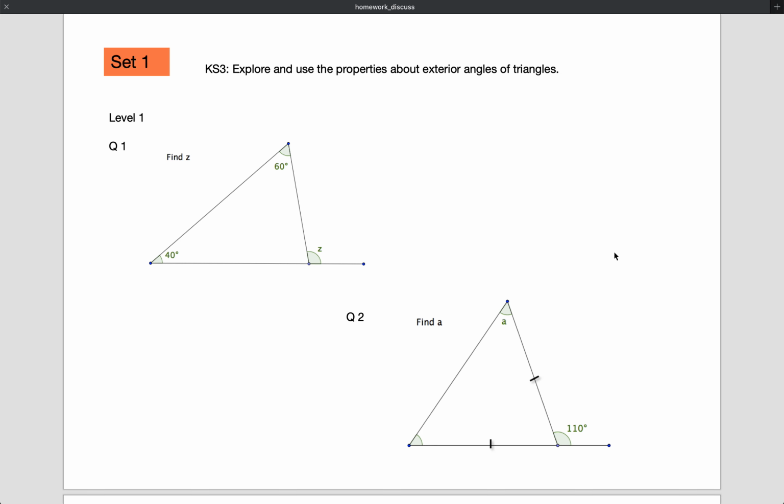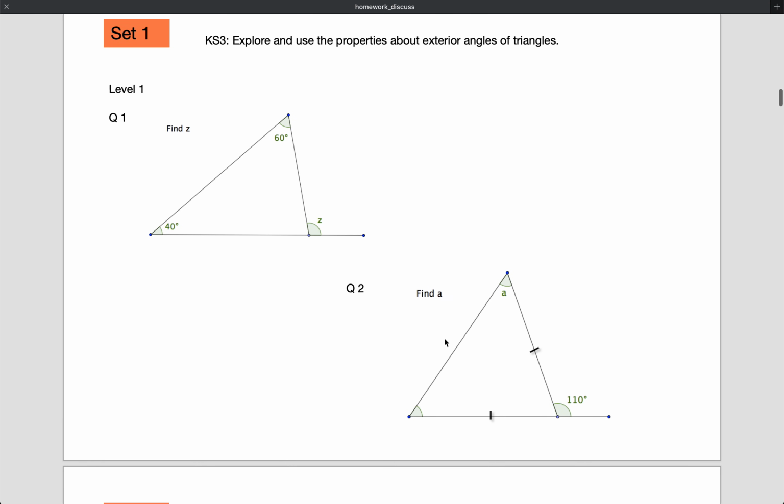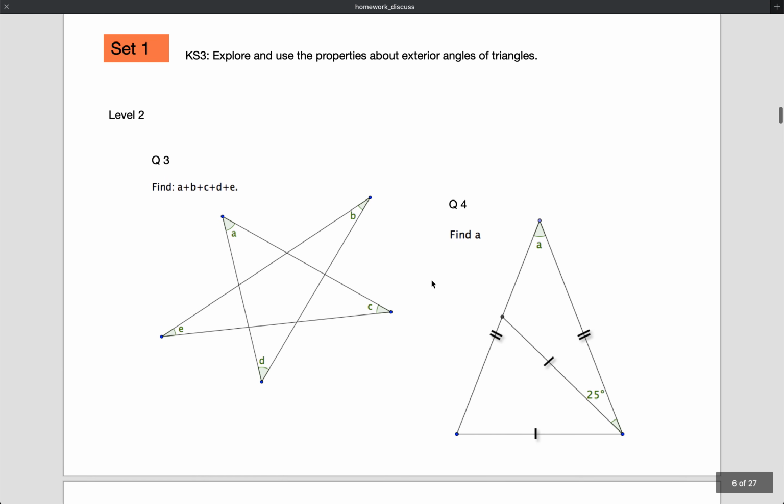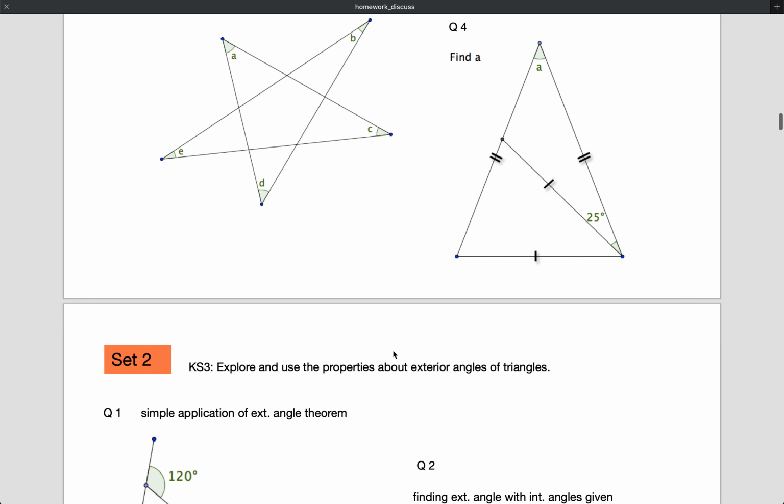So this is one set of questions the teachers think of. Okay, so find the angle of x here. This is find the angles of A, question 1 and question 2. They also label this as level 1 questions. And then from the same set of teachers, level 2 questions. This is what they suggest about finding this sum and also finding angle A in this figure.